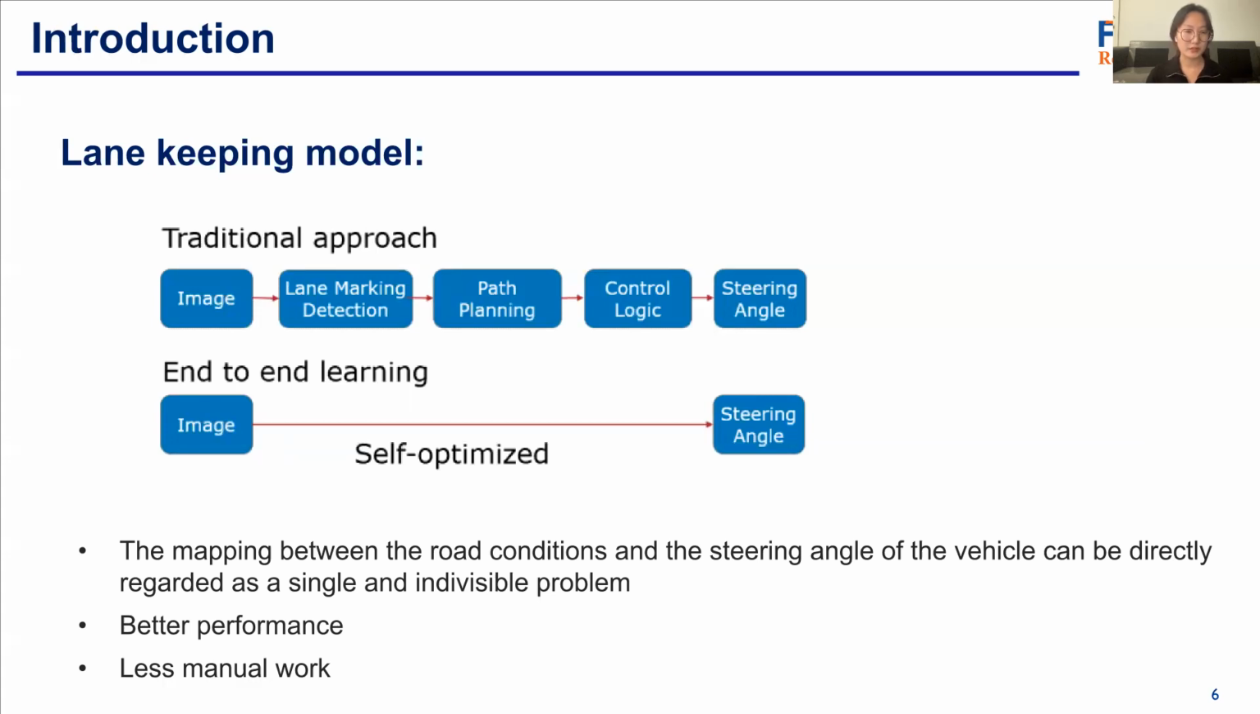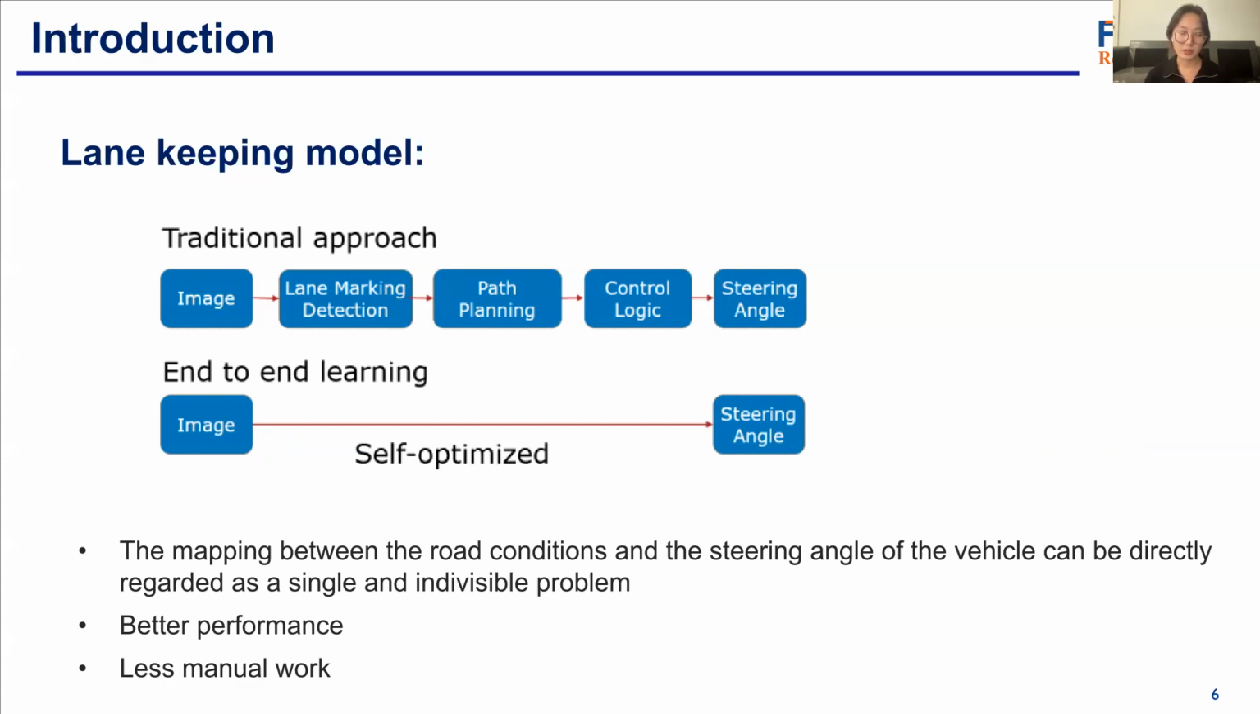So let's get started. Self-driving cars are an important development direction for future road vehicles. Among them, the task of lane keeping is a key issue for realizing autonomous driving technology. This project will focus on optimizing the lane-keeping model.